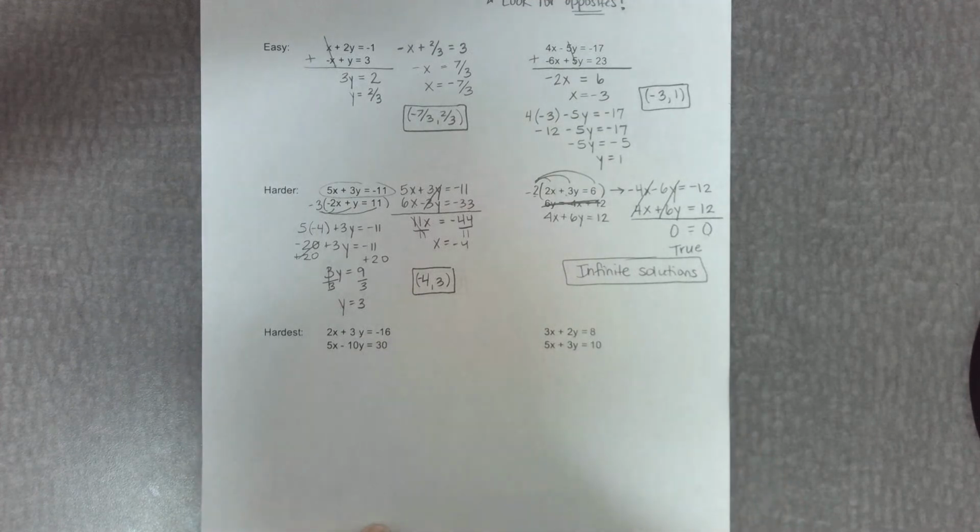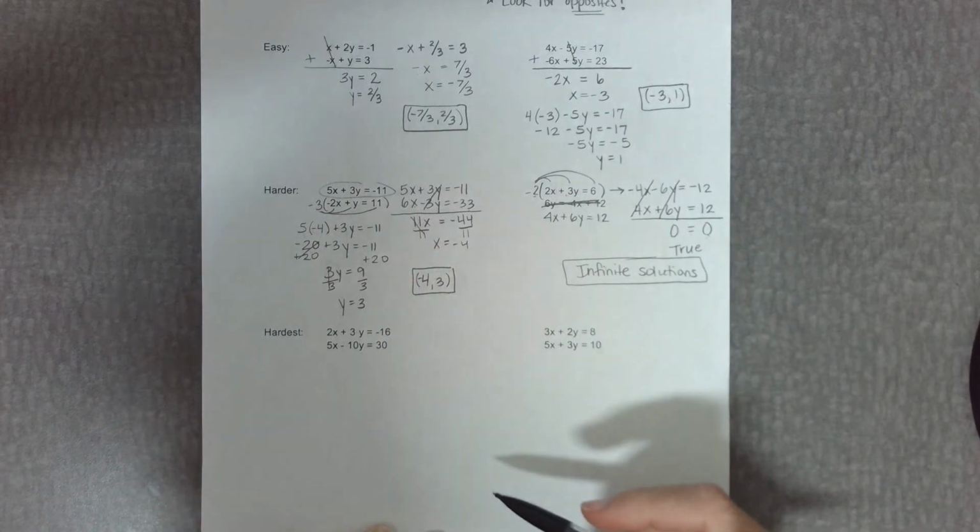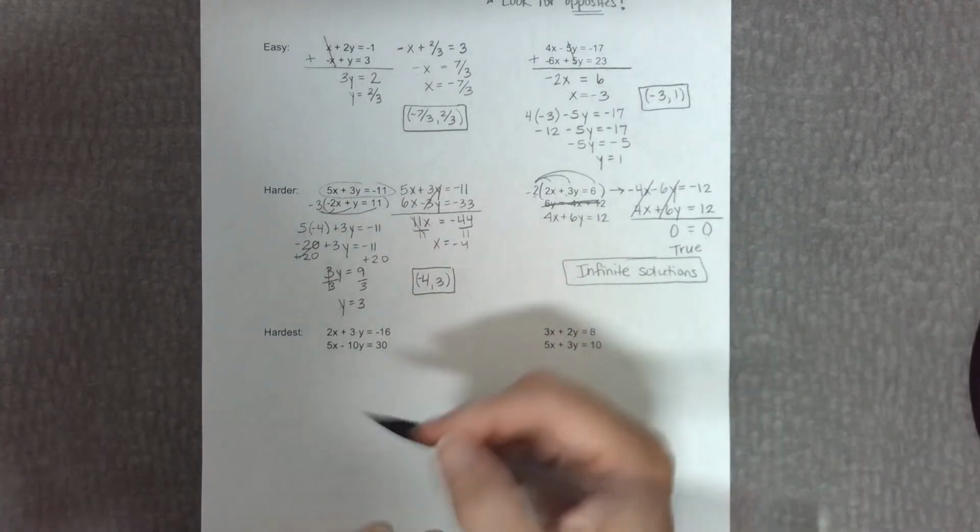So when this happens, we end up having to multiply both equations by a number. So you can decide whether you want to get your x's to eliminate or your y's to eliminate. And it's just personal preference. So let's say that I want to get my x's to eliminate.